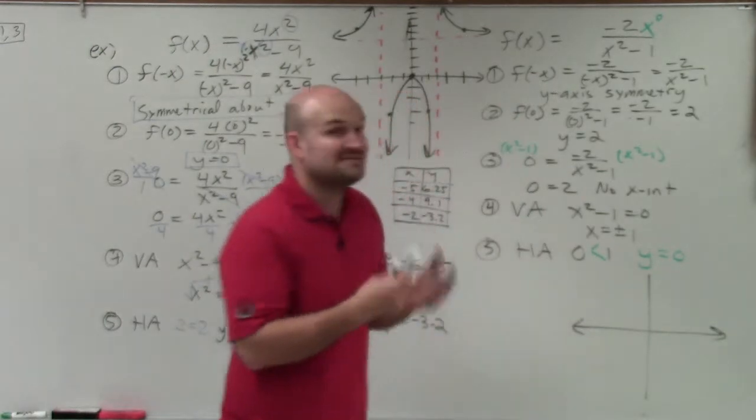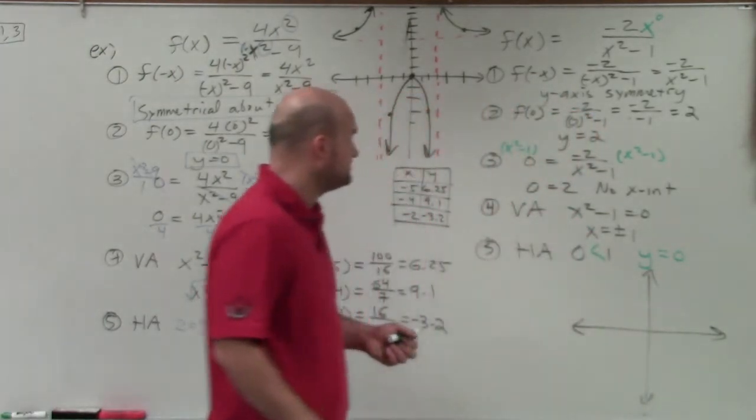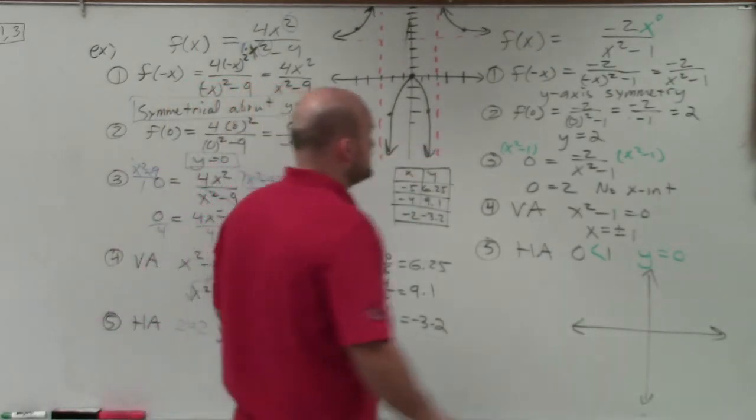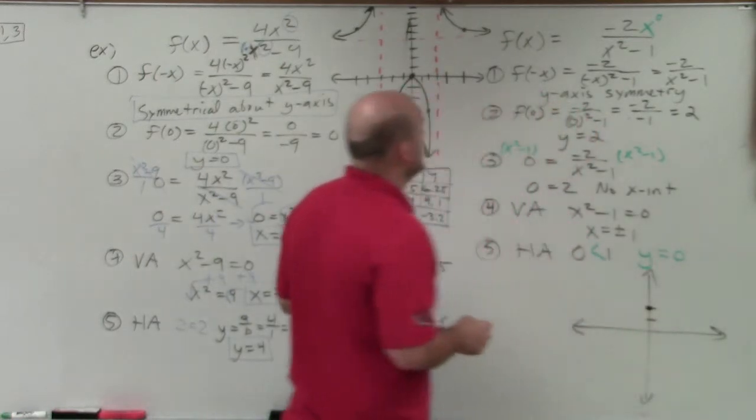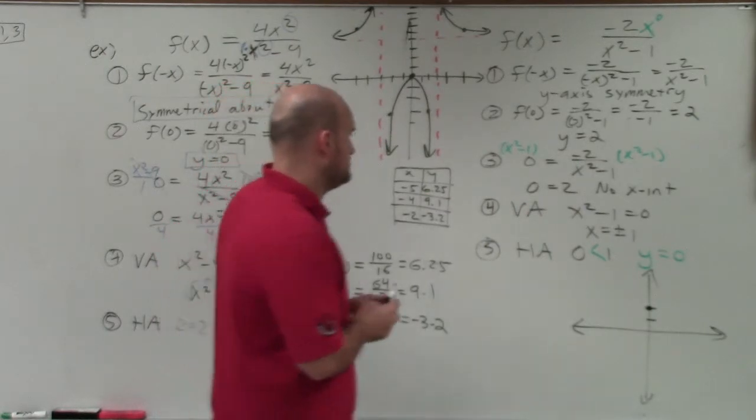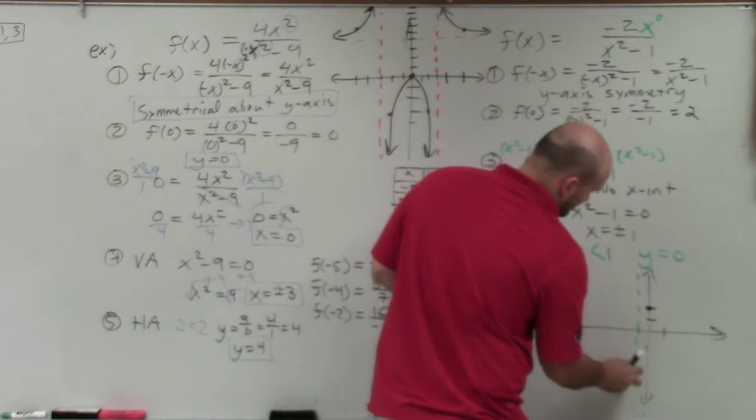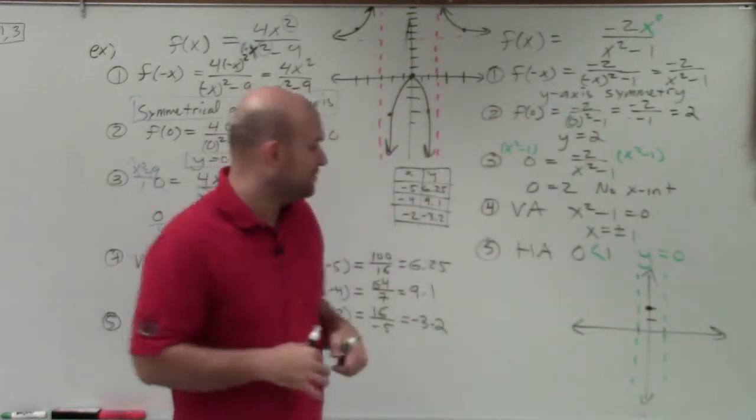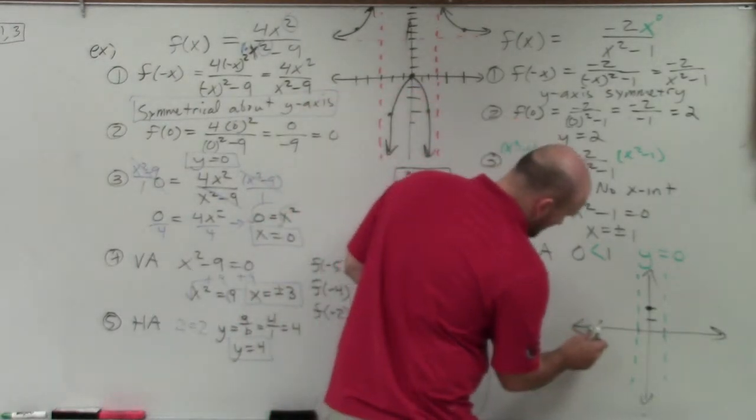Now, again, remember, we have symmetry. So we only need to focus on one side of the graph. But let's plot what we have first. First of all, we know that the y-intercept is going to be at y equals 2. We know that the x-intercept does not exist. We have vertical asymptotes at +1 and at -1. Oh, this is step number 6, by the way, plotting the information. And a horizontal asymptote at y equals 0.